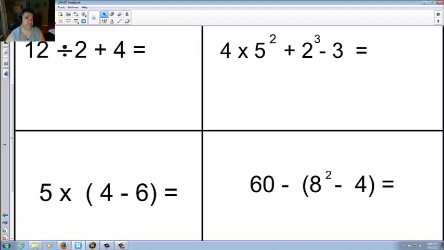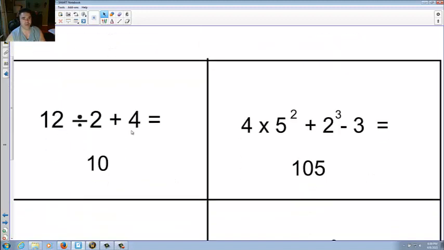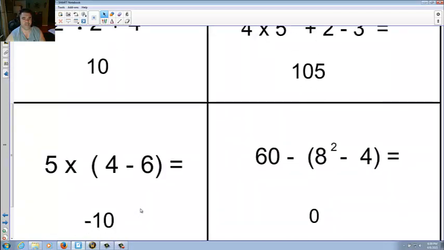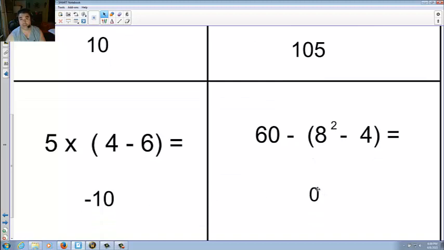Let's see how you did. Taking a look here, the first answer was 10. The second was 105. The third was negative 10. And the fourth was 0. How many did you get right?